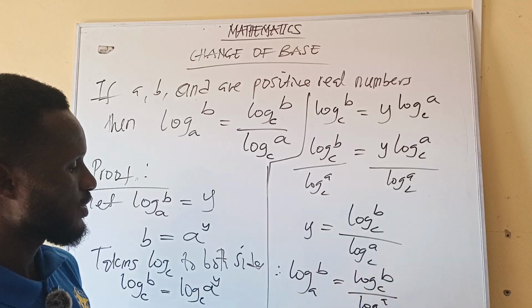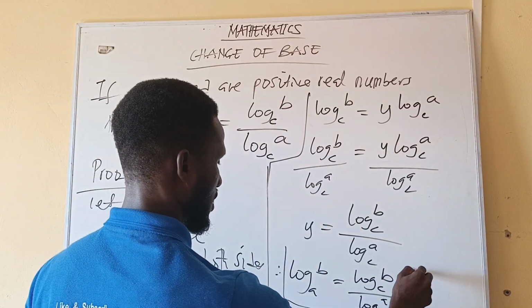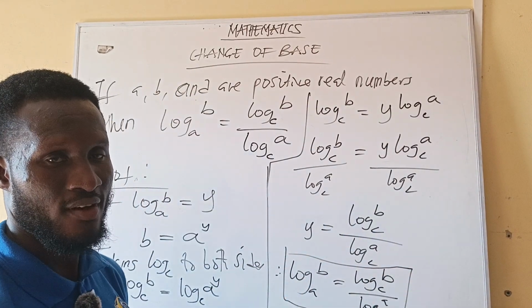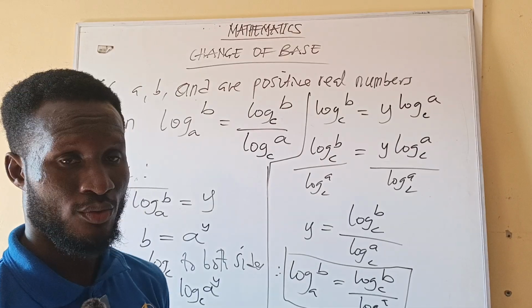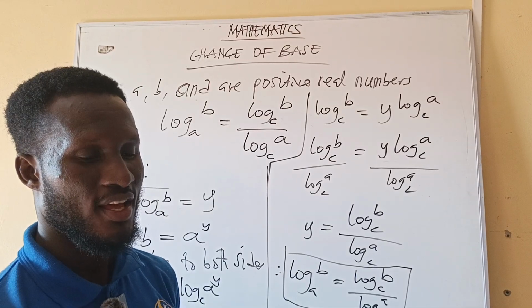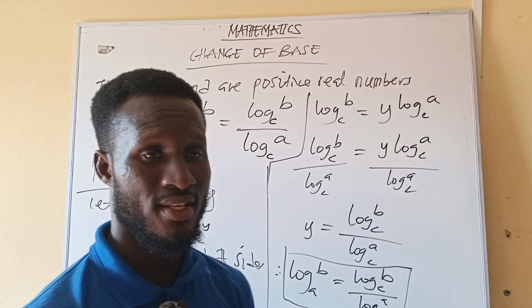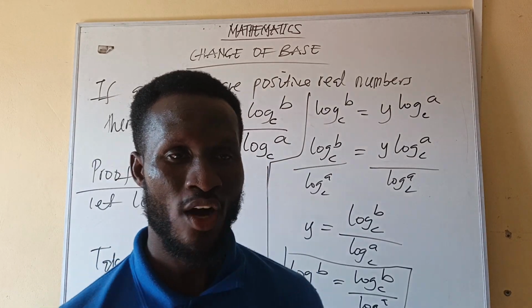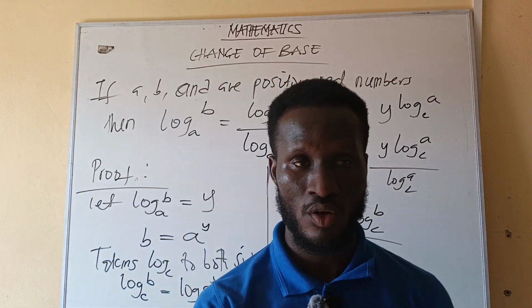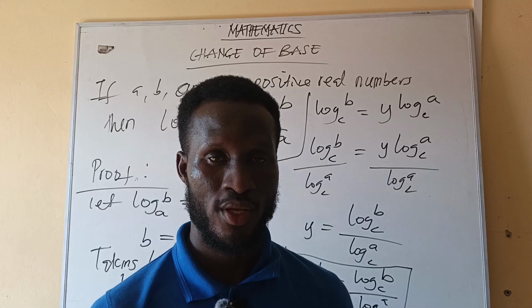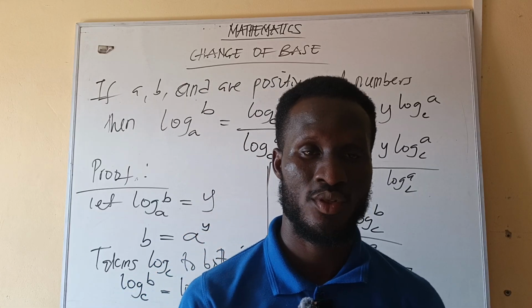So this particular law or property is very, very important, and it is provable. It is very simple. Now this is just the proof. I'm going to teach you how you can apply this one to solve a lot of questions. So follow me closely in the next video.